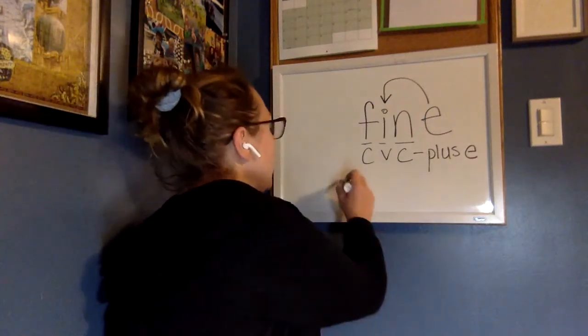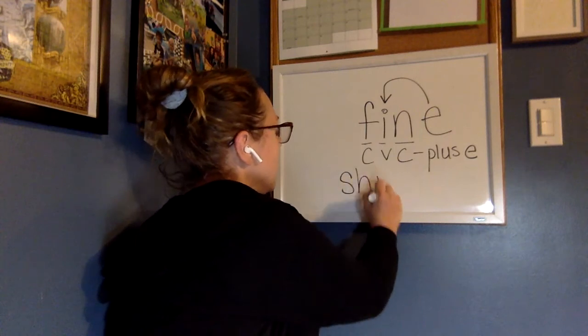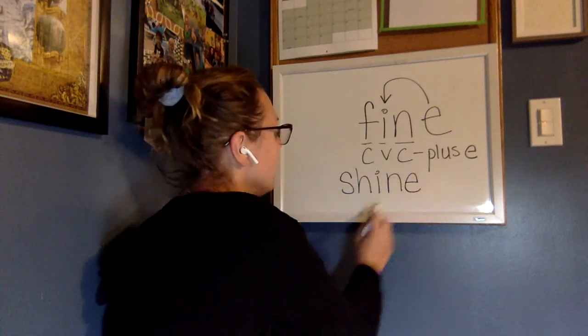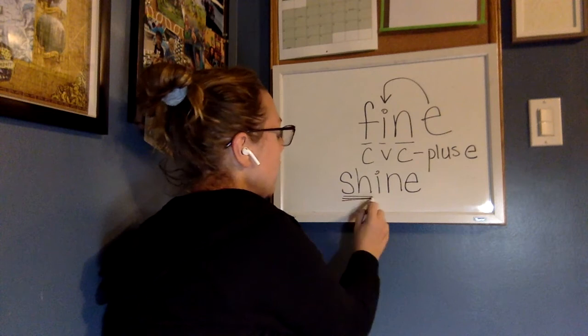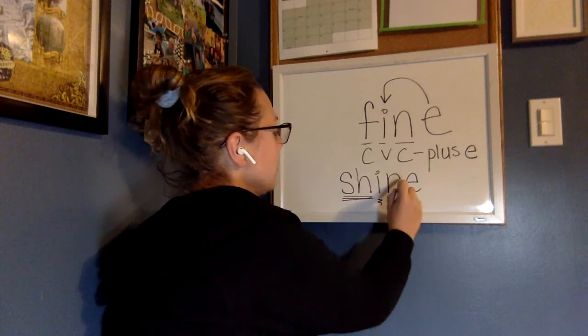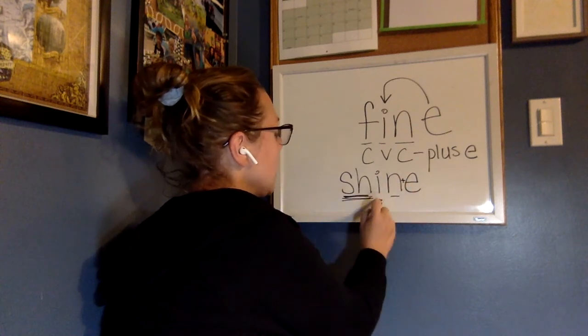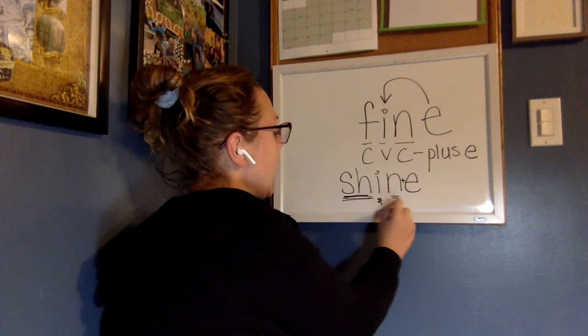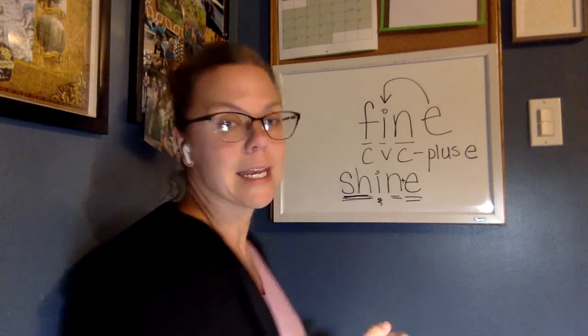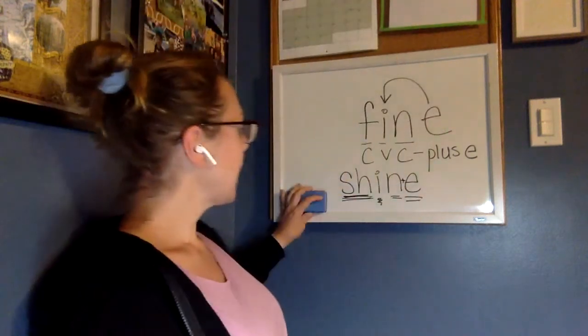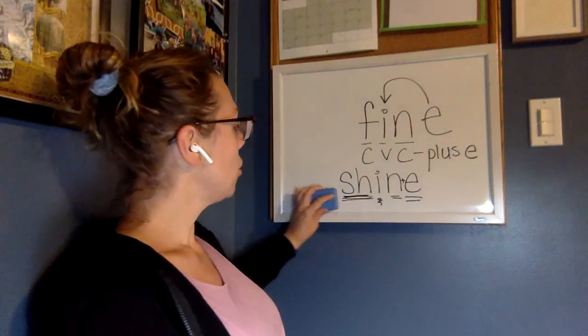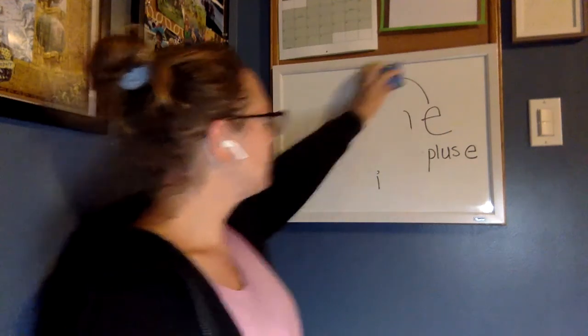Sometimes you might have a digraph, vowel, consonant plus E, sh, in, shine, when it has that E on there. Okay, so our vowels are going from saying their Letterland sounds to all of a sudden speaking their names.